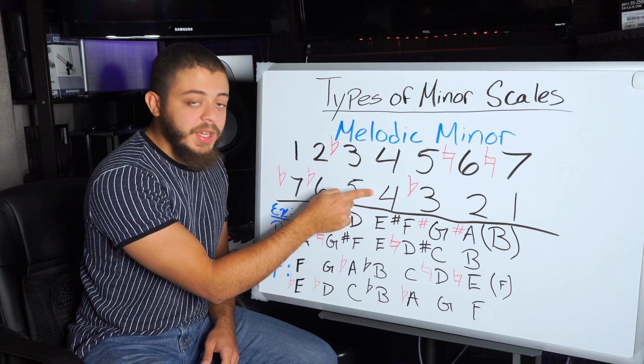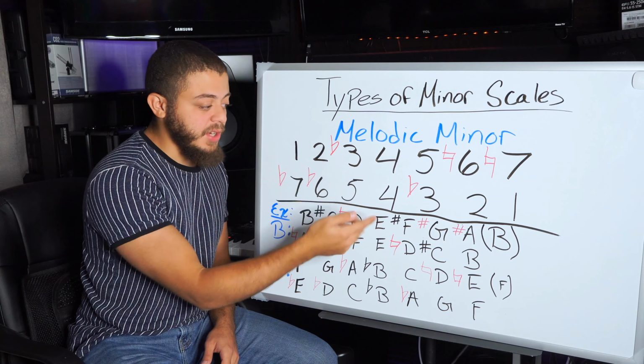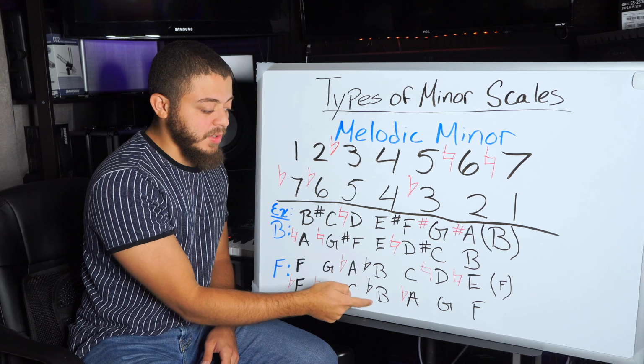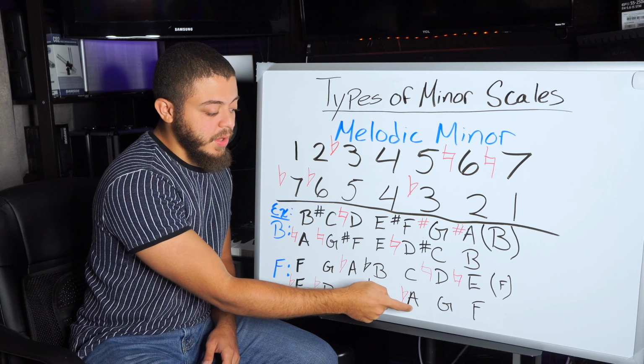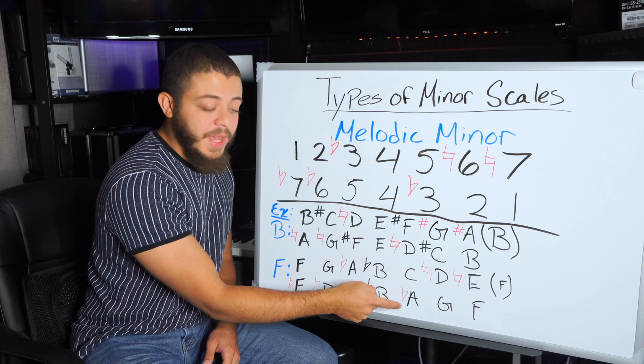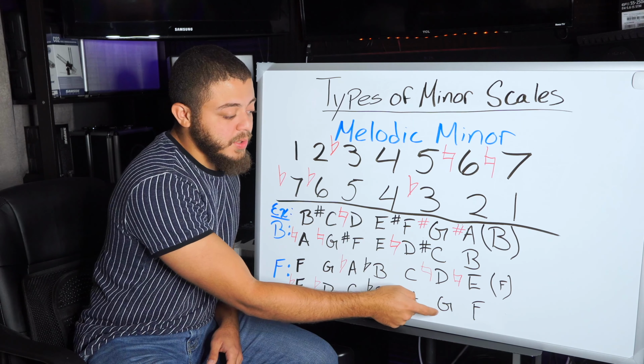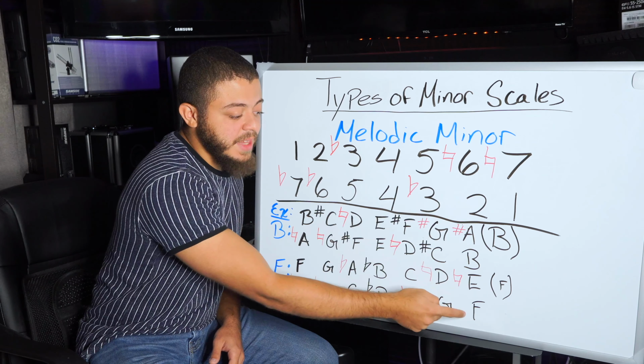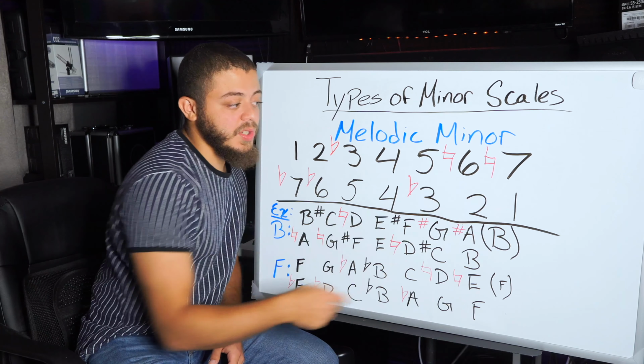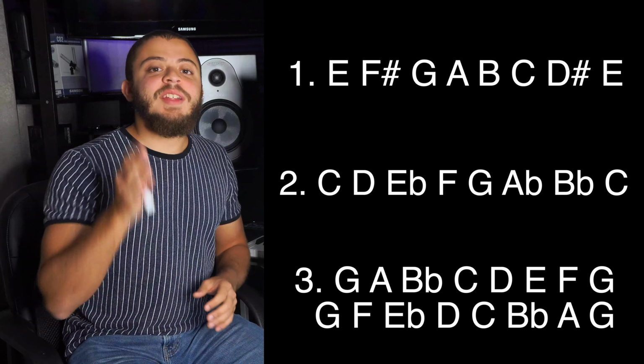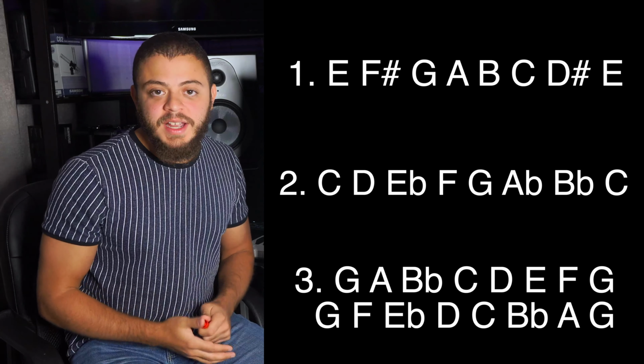B flat is already a part of the key of F major, so it's the 4th scale degree and it's untouched. The 3rd is flattened, so we have an A flat. Then we go to the 2nd, which is G, and then we have F again, which is the 1st scale degree. Alright, so let's see how well you remember these different kinds of scales.